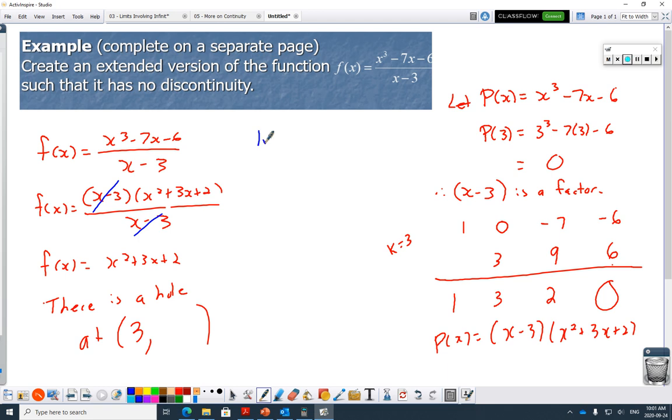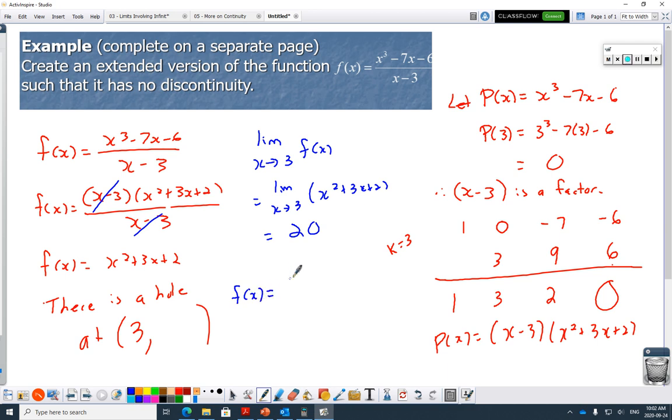If you want, what you're doing is going, find the limit as x approaches... sorry, I'm addicted to infinities here today. Find the limit as x approaches 3 of this function, which is the limit as x approaches 3 of x squared plus 3x plus 2. And what I get is 9, 18, 20. And now I can do what they wanted, which was to fix the hole.